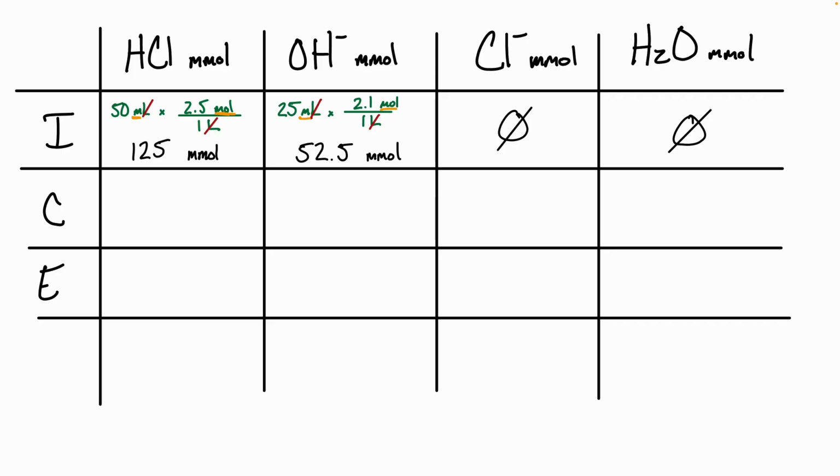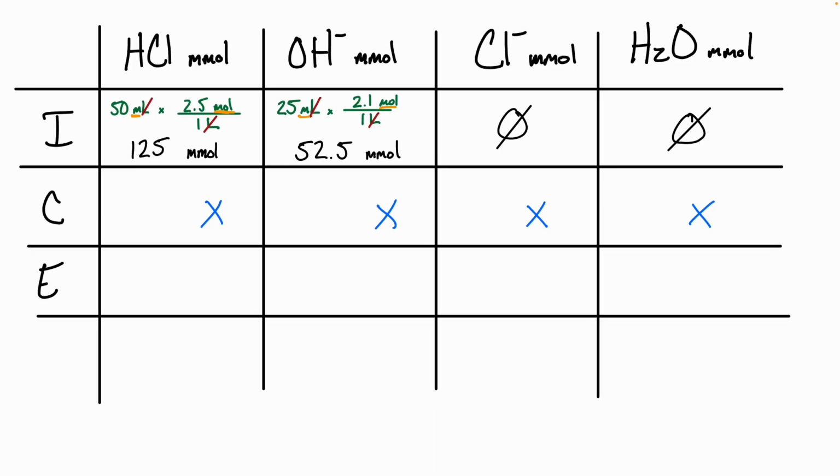So I'm going to do my change box, with that variable x. Reactants decrease in concentration, so I have a negative sign. Products increase in concentration, so I have a positive sign. And then to get my E box, I just sum up those first two rows: 125 minus x, 52.5 minus x, x, and x.